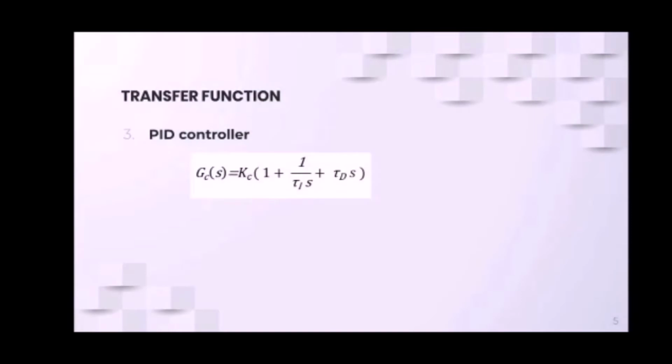The last one, the transfer function for the PID controller, becomes GCS equals Kc times 1 plus 1 over tau 1s plus tau ds. Next, the block diagram will be presented by Haikal.